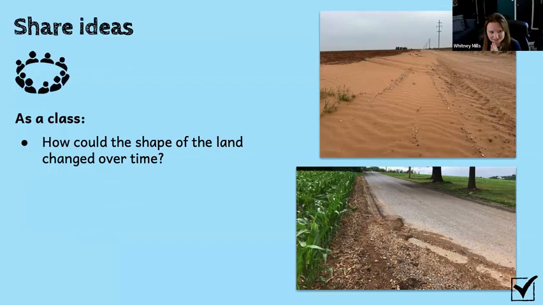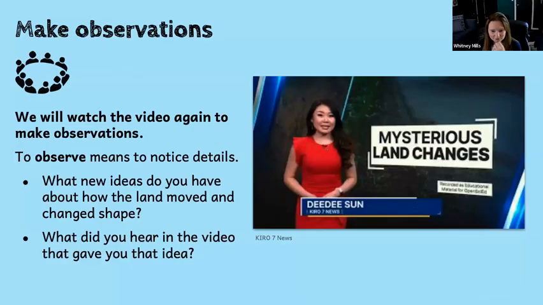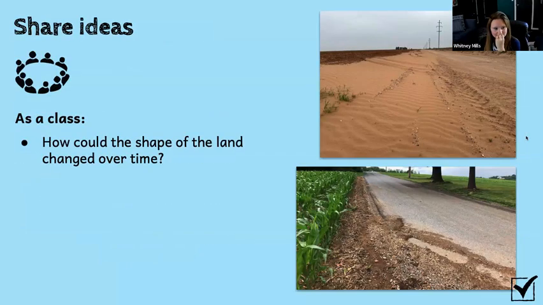I would love to hear some of your ideas. How could the land have changed shape, either in the video we just saw or even around us? How did that happen? What do you think? Oh, Jennifer said maybe water, wind, and weather. Ooh, erosion. Okay.